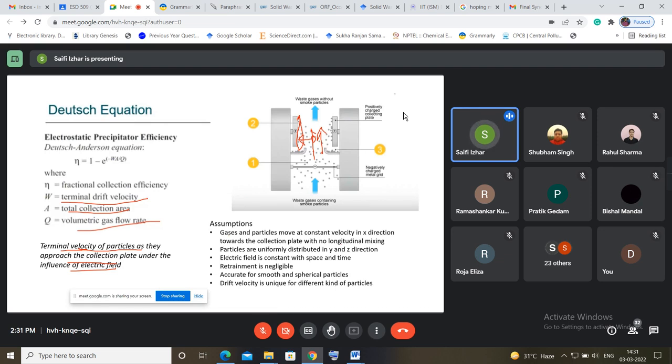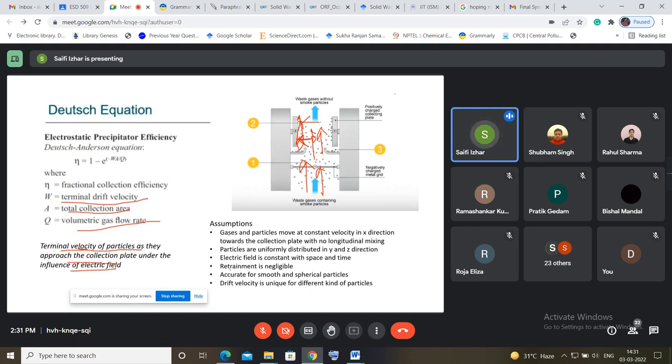And then particles are uniformly distributed in y and z direction. Say this gas is coming in the inlet chamber, and particles are there. Whatever the terminal velocity of particle will be there, it will be uniform across the entire chamber. It will not change with space and time. So if a particle is here, it will also have the same drift velocity. Okay.